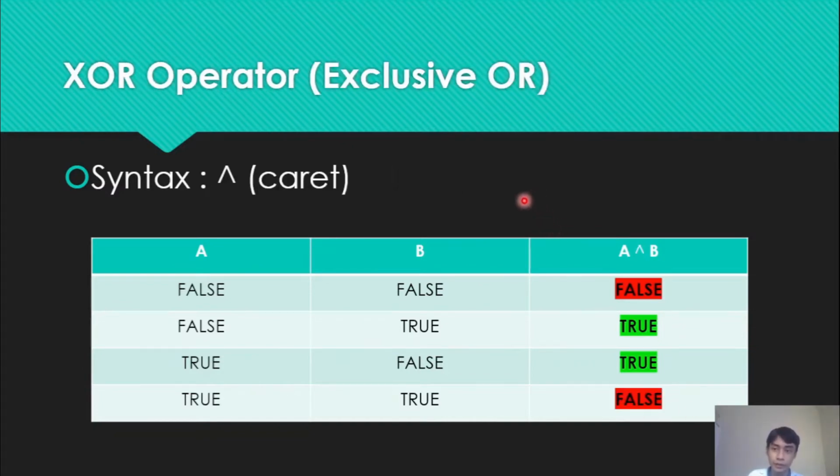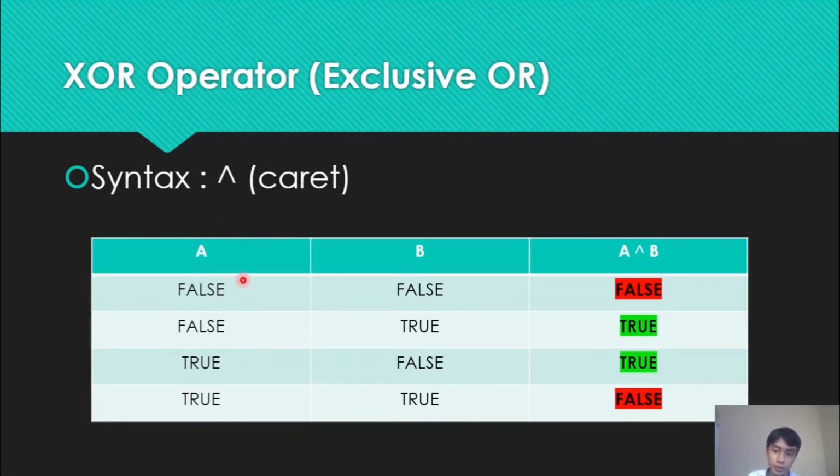It'll say true if at least one of them is true. Then we have the XOR operator, or exclusive OR, and the syntax for it is the caret, or you can press Shift 6. Now, what's different to the OR operator is that it's not true when both are true anymore. It's only true when exactly one of them is true.